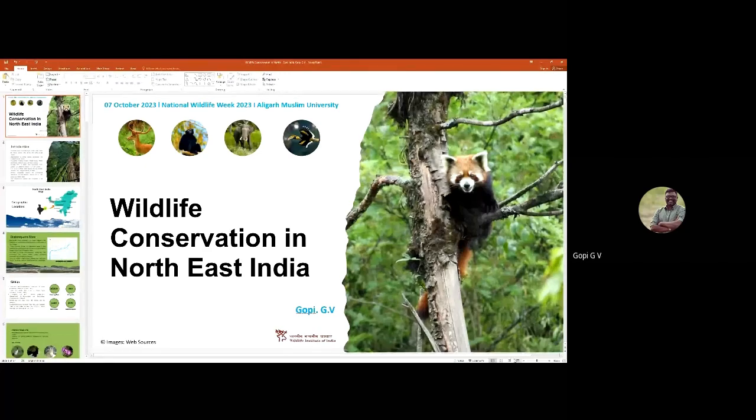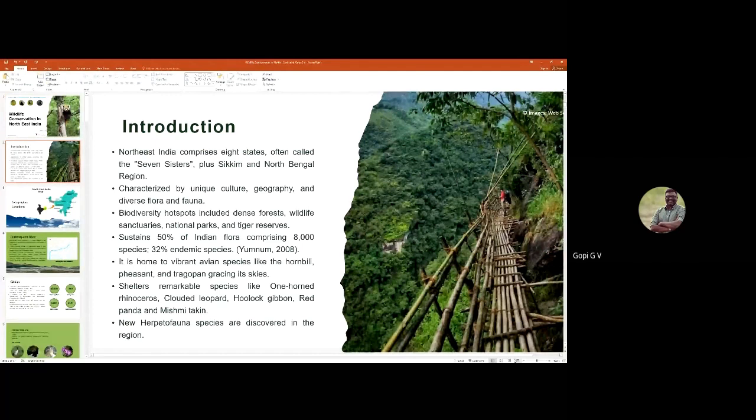Now, the Northeast landscape, as you all might know, comprises various states, especially Arunachal, Assam, Manipur, Nagaland, Mizoram, Sikkim, and Tripura. At times we also include the hilly tracts of the North Bengal districts of Darjeeling, and places like Siliguri, within the ambit of Northeast India. This landscape can be further classified as North Bengal Duars, Brahmaputra floodplains, and Northeast Hill region.